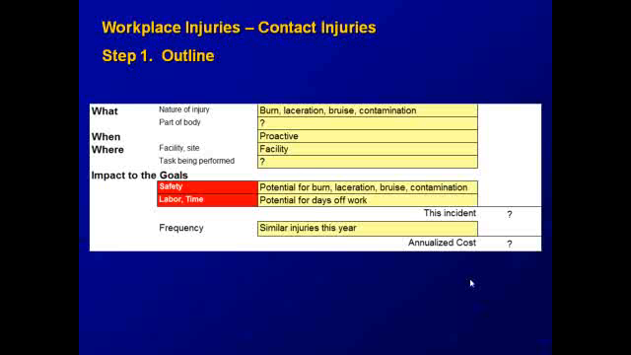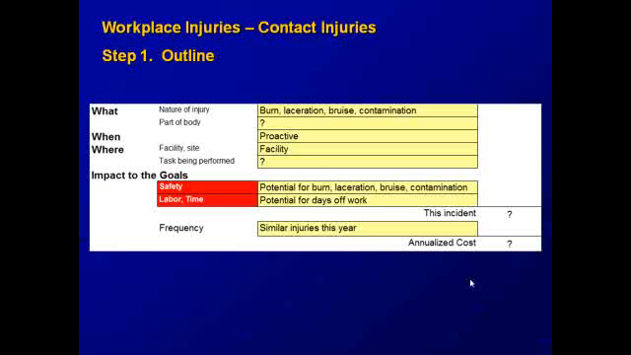Because this is a proactive map, we just capture the when as proactive. We'll look at one specific facility that's part of our organization. And we also want to capture the task that is being performed when the injury occurs. Because this is a proactive map, we could have many different tasks that are being performed when the injury occurs.